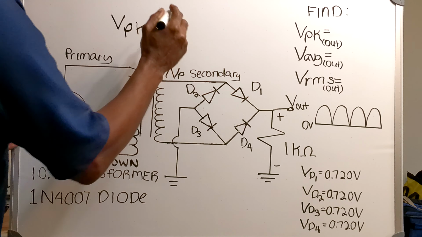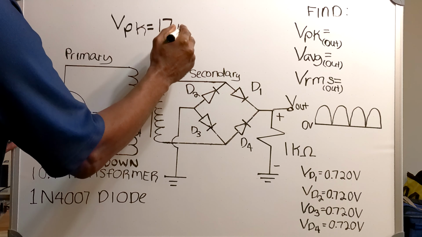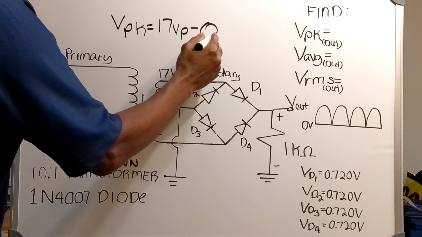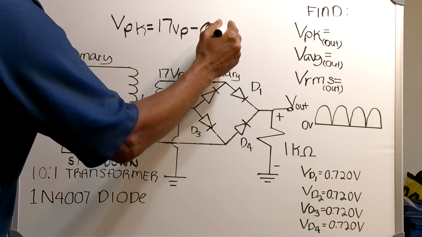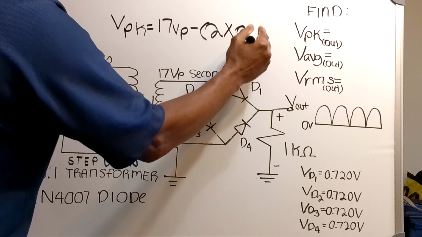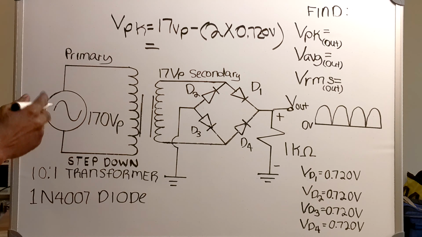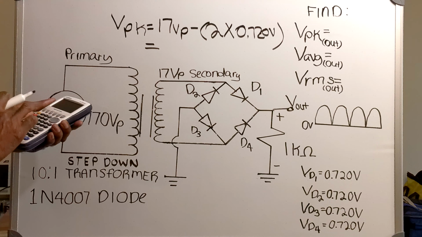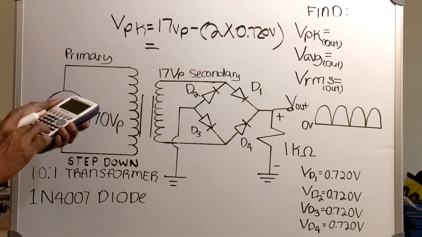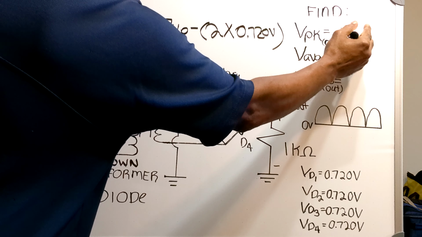So V peak is the 17 volt peak signal minus 2 times 0.720 volts. That gives you a peak signal of 15.56 volts.